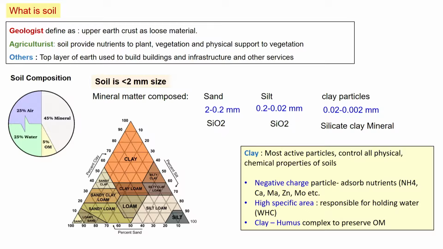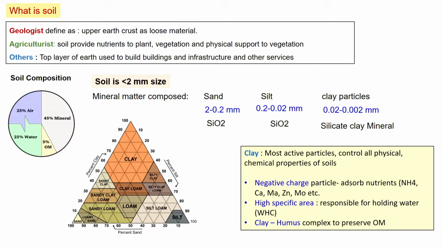If we take the composition of soils, we can say that 45% is mineral matter, which comprises sand, silt and clay. 5% is organic matter, because organic matter or humus is very important for binding the soil particles and imparting the chemical and physical characteristics of soil. And 20-25% is air, and 25% is water.